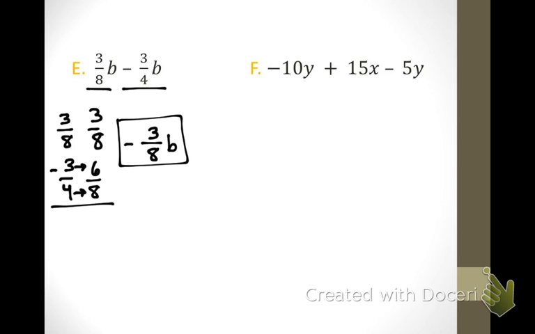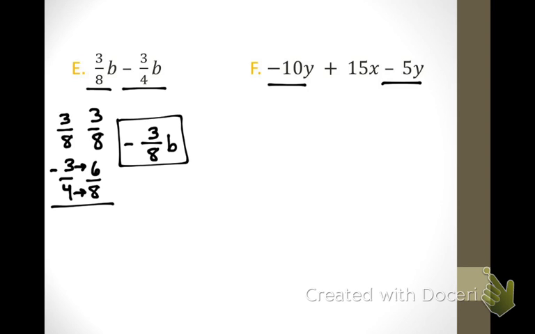One more example like this. Let's underline anything that's alike. The first term says negative 10y. Is there anything that's like terms with negative 10y? Yes. What is it? Negative 5y. Is there anything else that's like terms with 15x? No, so we're going to leave that alone. Let's only combine like terms. Let's combine the things we've underlined, negative 10y and negative 5y.